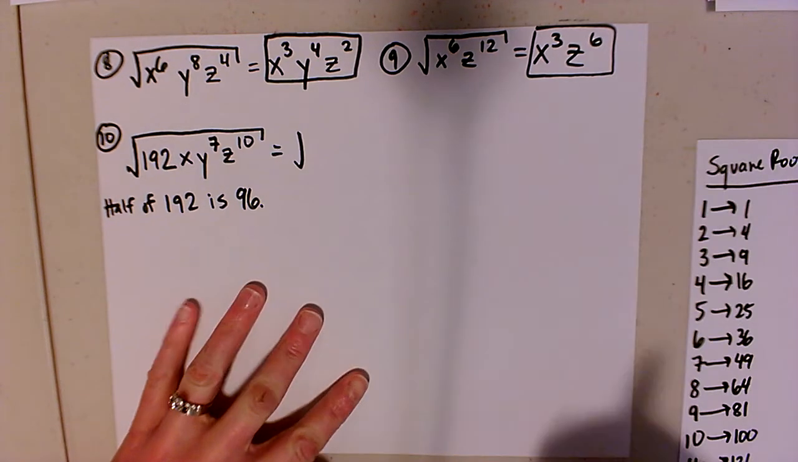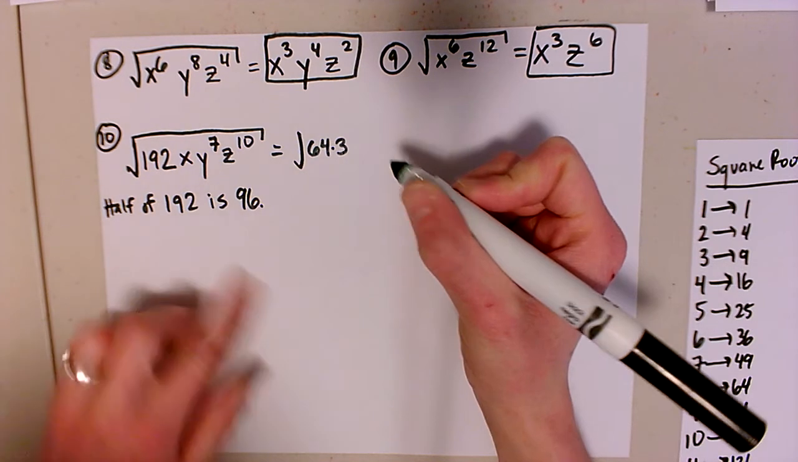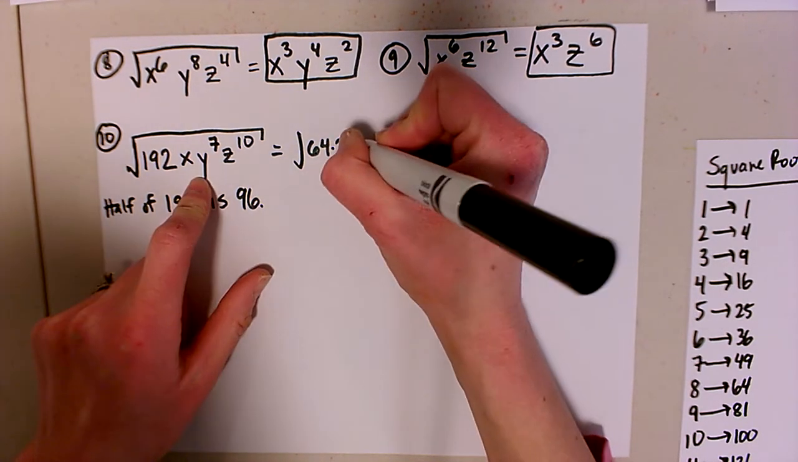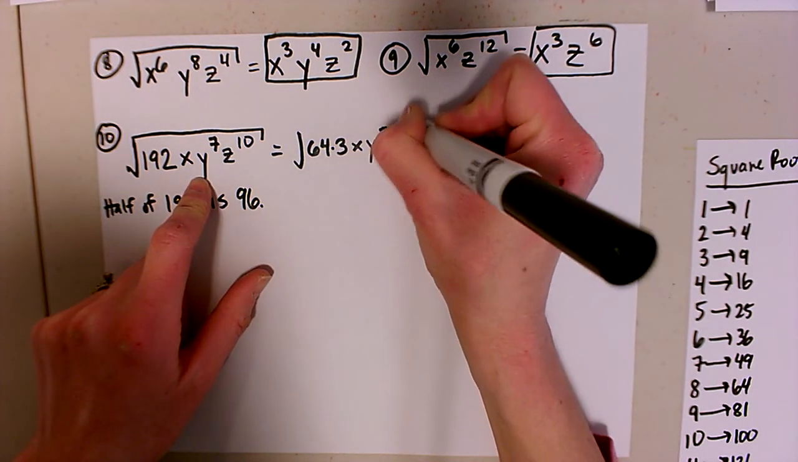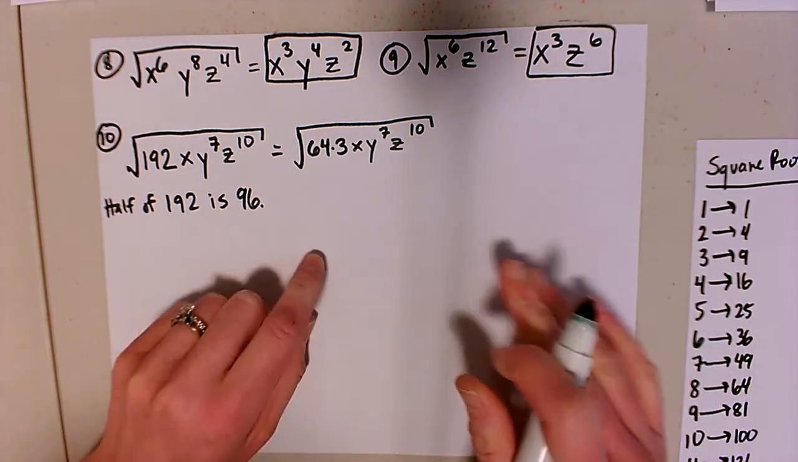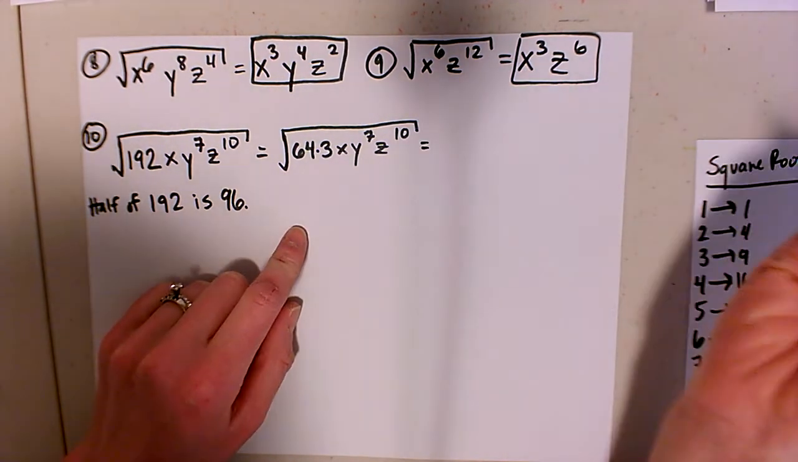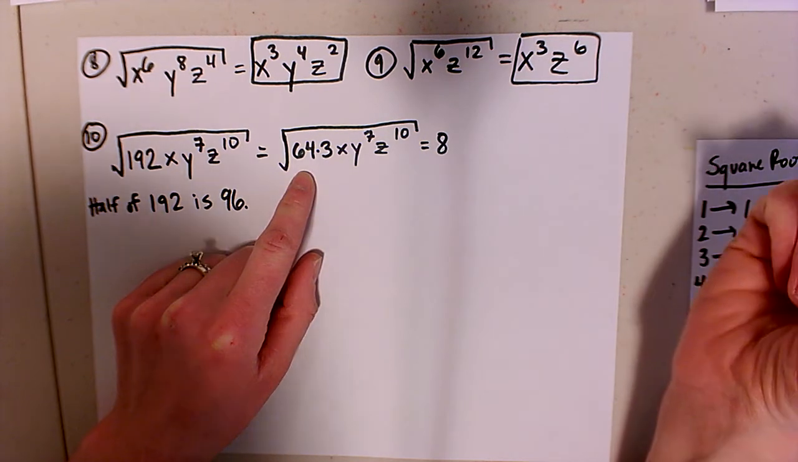So then I can rewrite 192 as 64 times 3. Okay, and then I copy everything else down. So I have x, y to the 7th, z to the 10th. So now I can deal with these piece by piece. Okay, so the square root of 64 I know is 8, so I can pull that out.